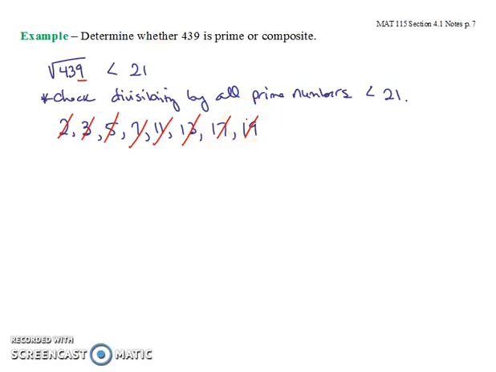So since it's not divisible by any of those numbers, what we're going to do is say 439 is prime. Now, if one of those had worked, then that would be one of its factors, and so therefore it would be composite because it has a factor other than 1 and itself.